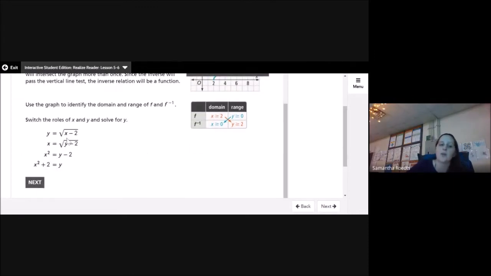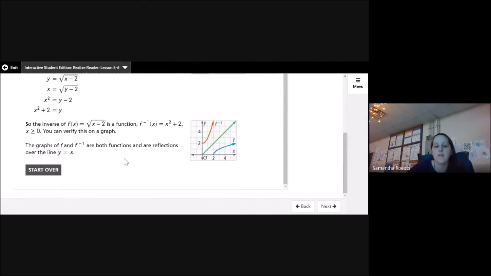I switch the roles of x and y and solve for y. So y equals the square root of x minus 2 becomes x equals the square root of y minus 2. I square both sides to get x squared equals y minus 2, and then I add 2. So the inverse of f of x equals the square root of x minus 2 is a function, and f to the negative 1 of x equals x squared plus 2, where x is greater than or equal to 0. You can verify this on the graph. The graphs of f and f to the negative 1 are both functions and are reflections over the line y equals x.